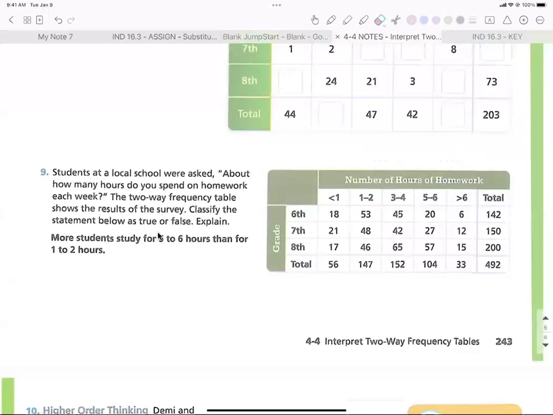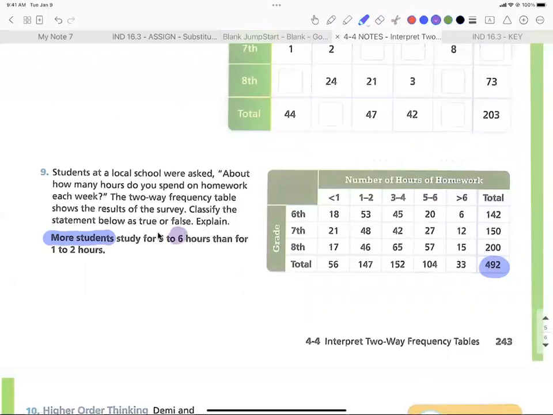When it says more students, does it break it down by grade or by anything like that? Or are they talking about all 492 when it says more students? What do you guys think? Does that little statement break it down by grade, or is that everybody? Everybody. Okay.